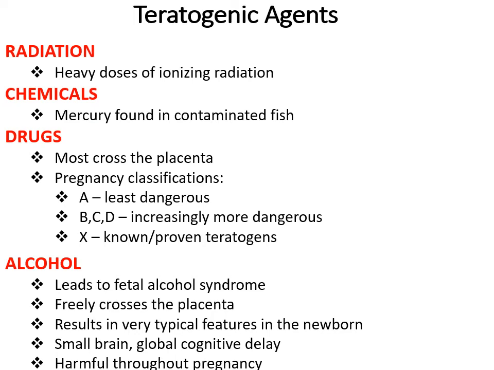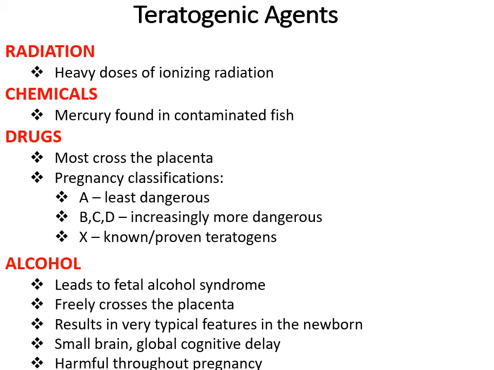Okay, so I'm not going to say too much about this slide. I think it's self-explanatory, and I've also mentioned some of these already. The radiation, for example, from tests that we do, such as CAT scans, chemicals that can be found in food products, drugs. Well, that drug classification that we use is very important because it gives us an idea of the potential for harm to the fetus, right? So that pregnancy classification.